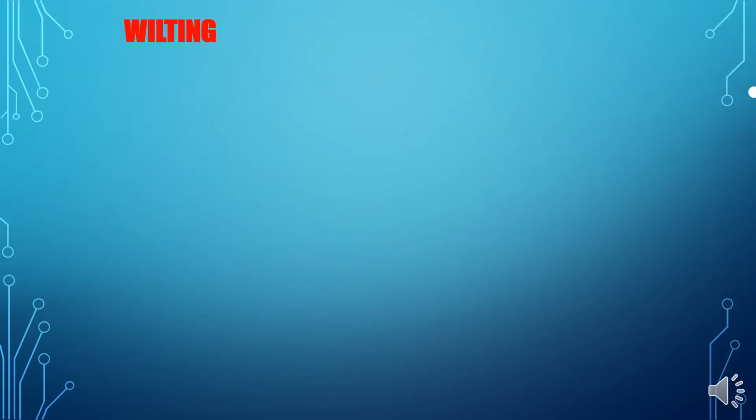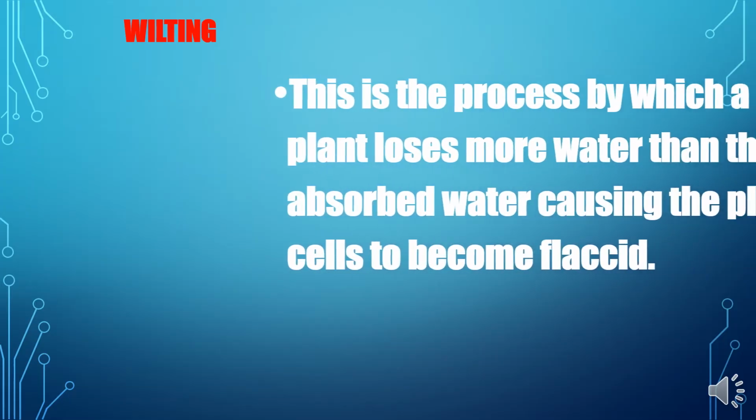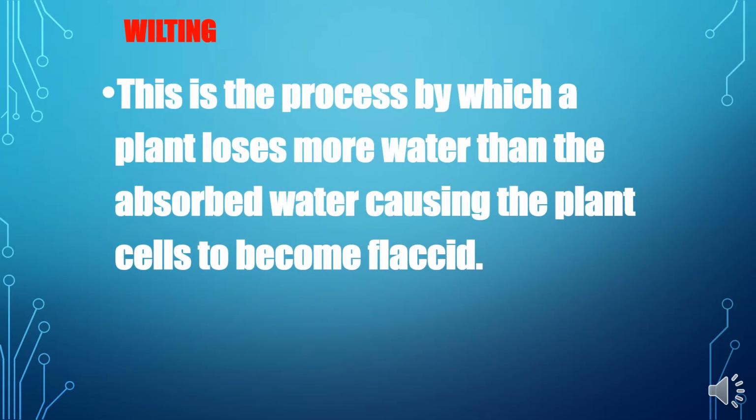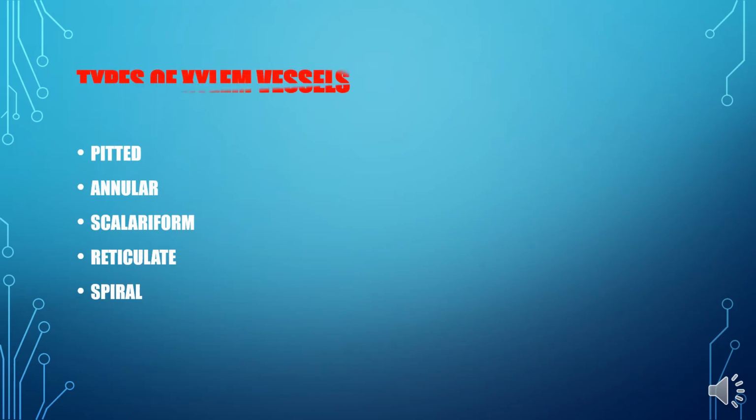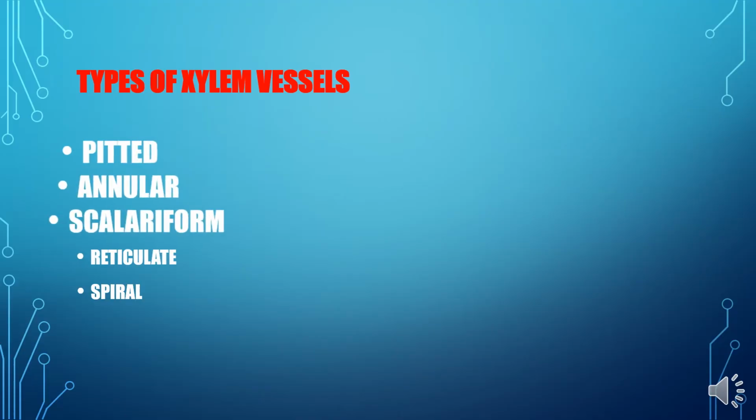Let's look at wilting. This is the process by which a plant loses more water than it absorbs, causing the plant cells to become flaccid. Types of xylem vessels include pitted, annular, scleriform, reticulate, and spiral.